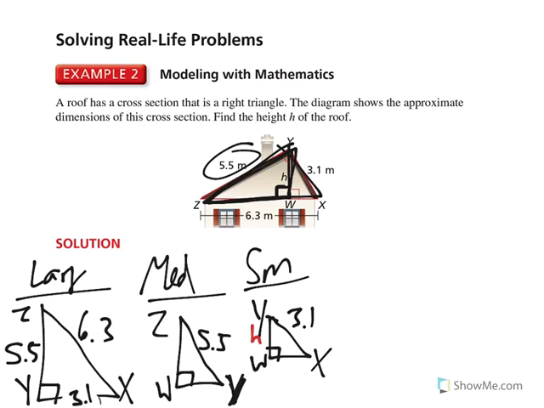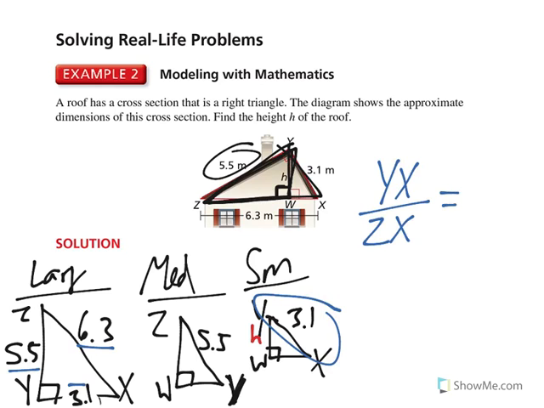So if you notice our big triangle, we have everything in this one. We have the hypotenuse, we have the legs, all three. We have 6.3, 5.5, and 3.1. So I'm going to use that one. So when I look at my small triangle, I have this one side, my hypotenuse side, of 3.1, so that means YX, the hypotenuse there, would be similar to the hypotenuse on my other triangle, so ZX.